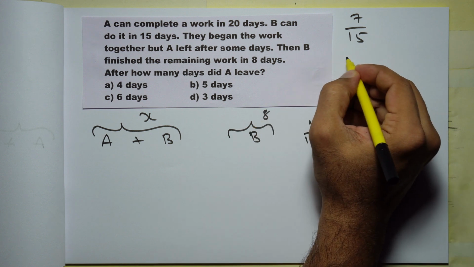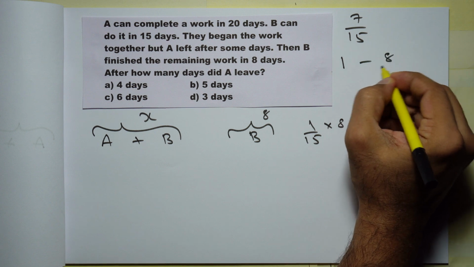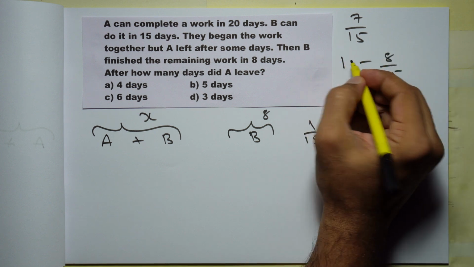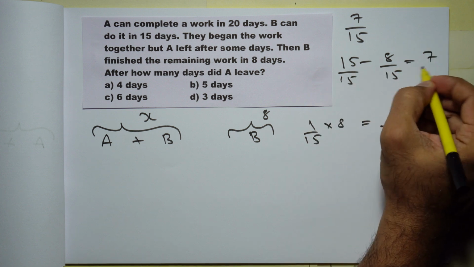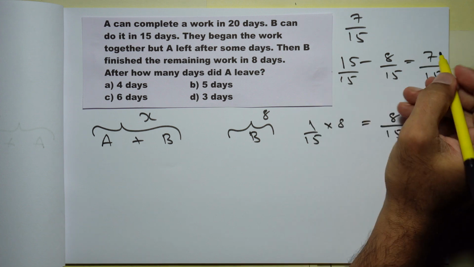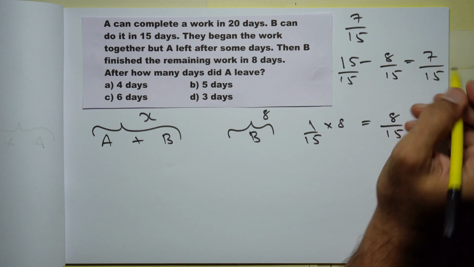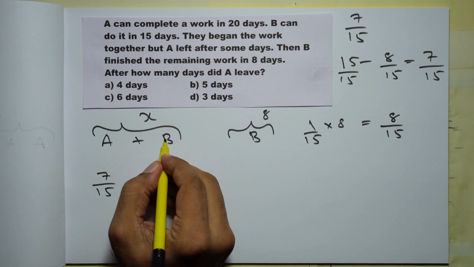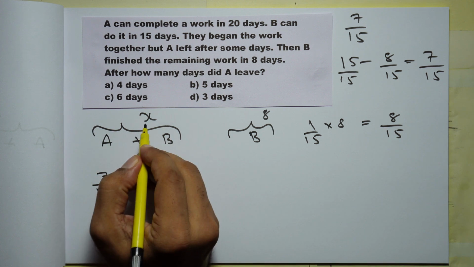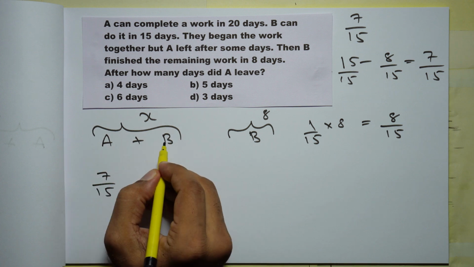That can be calculated as whole work is 1 minus the work that has been done as 8 by 15. 1 can be represented as 15 by 15 minus 8 by 15 gives you 7 by 15. So the remaining work that is to be done is 7 by 15th of the work. So now 7 by 15th has to be done initially by A and B in X days. Now we'll find the contribution of A and B per day.